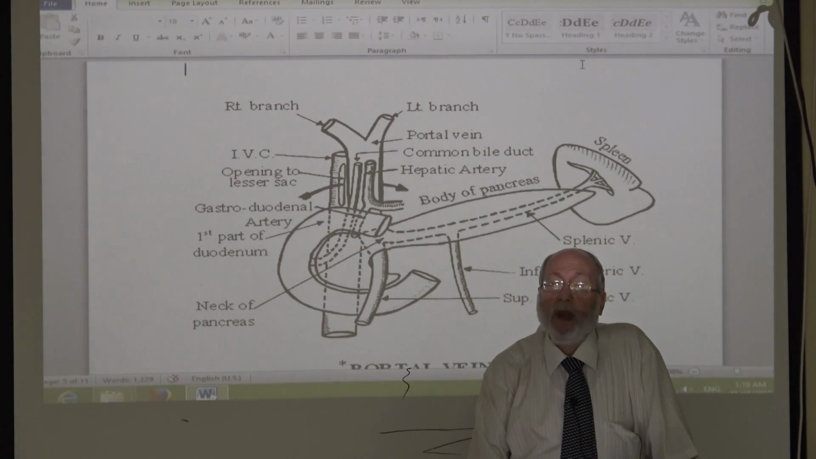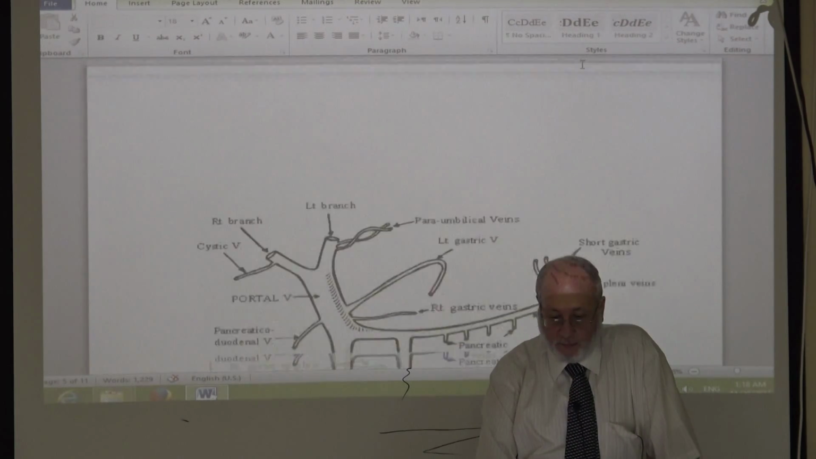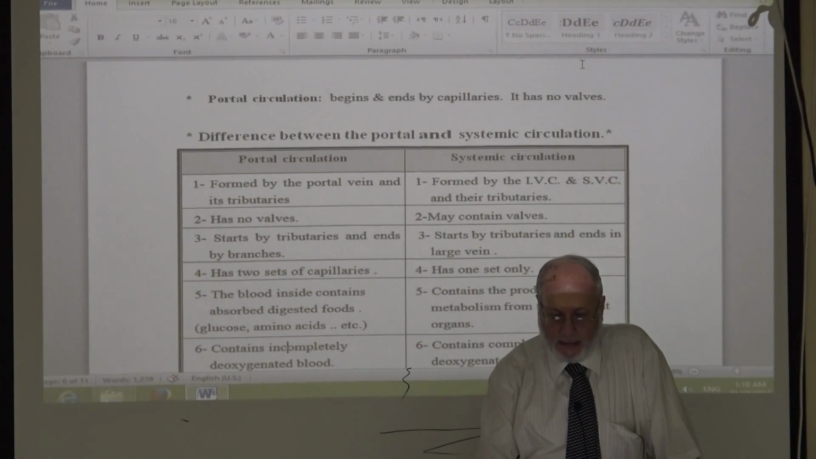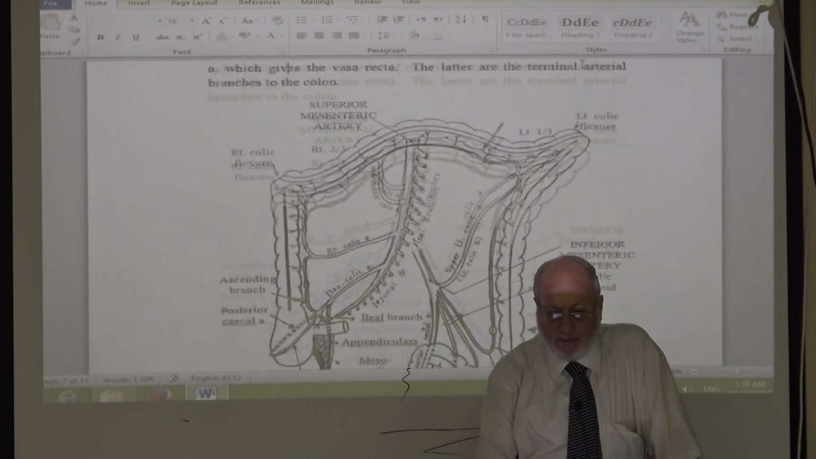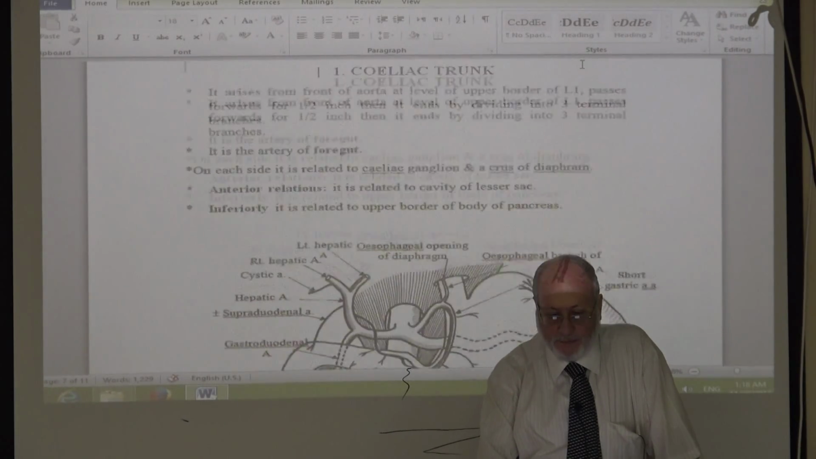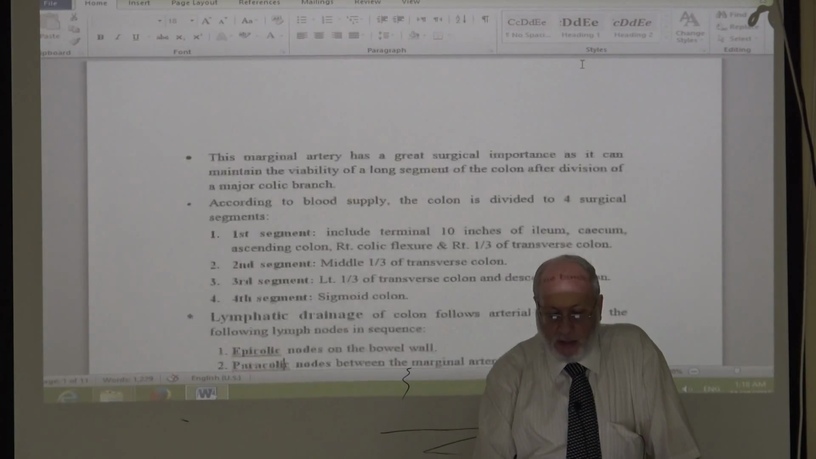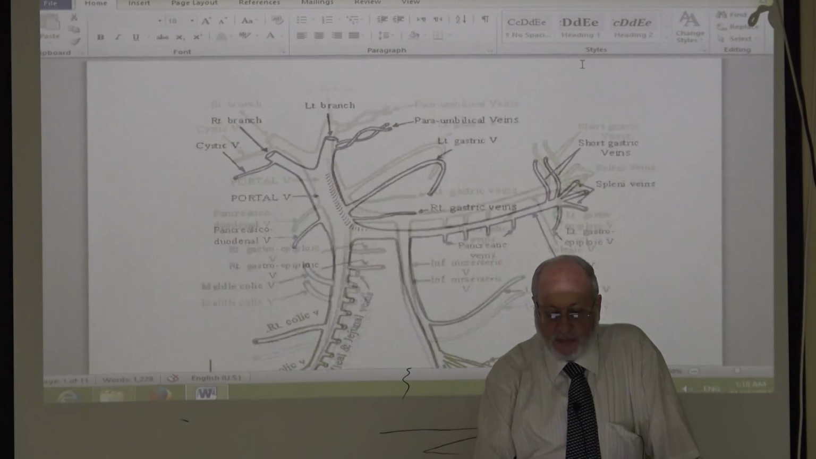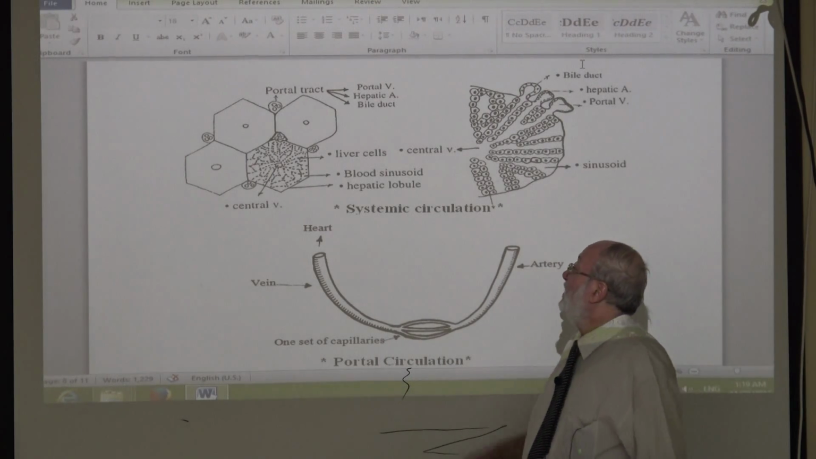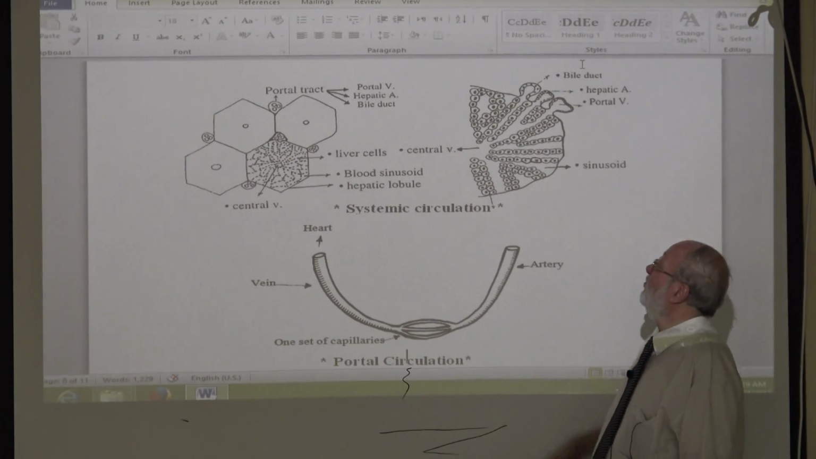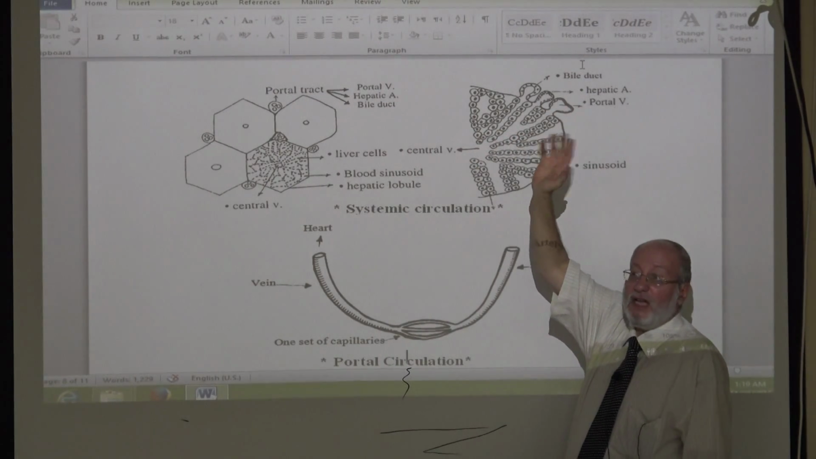If there is a liver disease, for example cirrhosis, what are the changes in this drawing? This is the normal histology. Blood passes freely from the portal vein to the sinusoids to the central veins, then to the inferior vena cava and the heart.